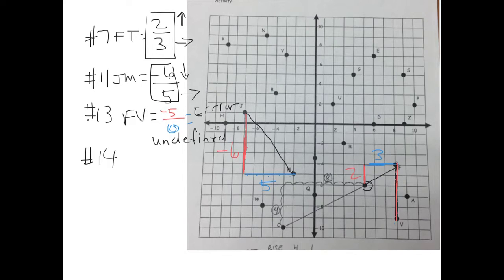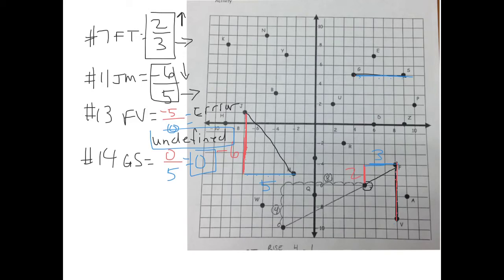Undefined. Number 14. From George to Sarah. So George and Sarah are right there. Okay. So we don't rise at all on this one, so our rise is 0, but our run is 1, 2, 3, 4, 5. Our run is 5. And 0 can be divided by 5. 0 divided by 5 is 0, so this is said to have 0 slope.